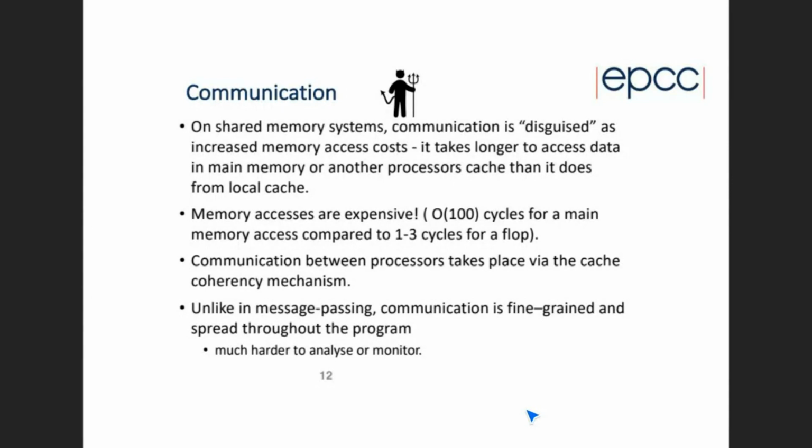So communication between processes takes place via what's called the cache coherency mechanism. And this is what's implemented in the hardware to make sure that even though you have lots of separate cache memories, when you run the program it still supports the illusion that there's only ever one copy of anything in the memory, or one valid copy of any data in the memory.